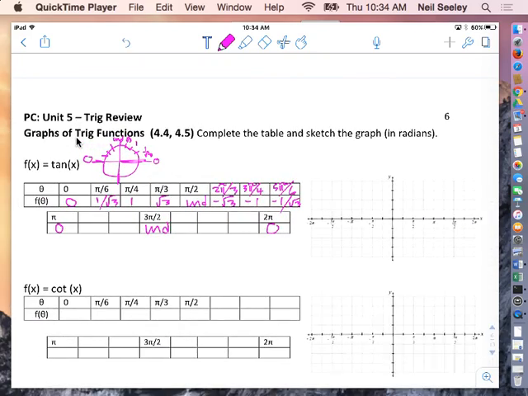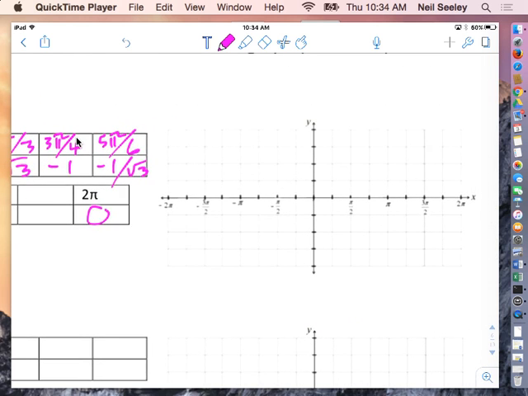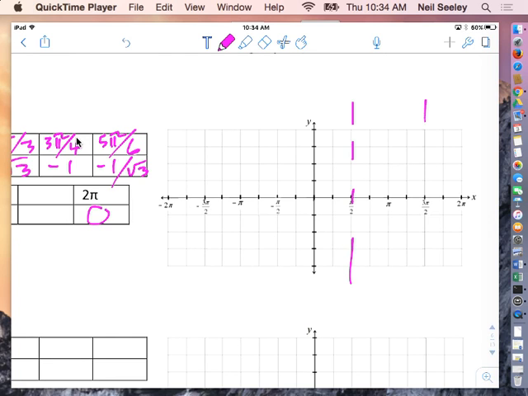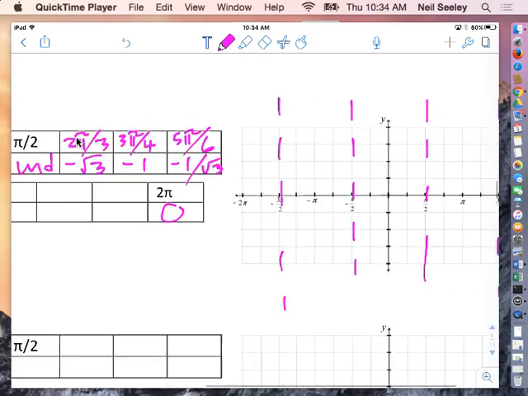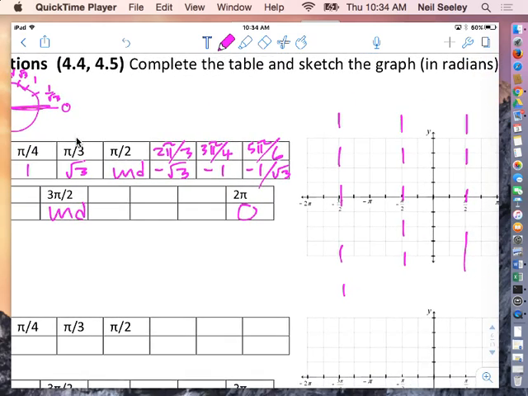Then what you notice is where it's undefined, like pi over 2 and 3 pi over 2, those are our vertical asymptotes. Whatever the width is between any two vertical asymptotes, it's the same for all the rest of them. They repeat. So negative pi over 2, and negative 3 pi over 2, etc. So you'll just have this repeating vertical asymptote. And if I plot the other points in here, you'll see it squeezes between those vertical asymptotes. So tangent hugs those asymptotes.